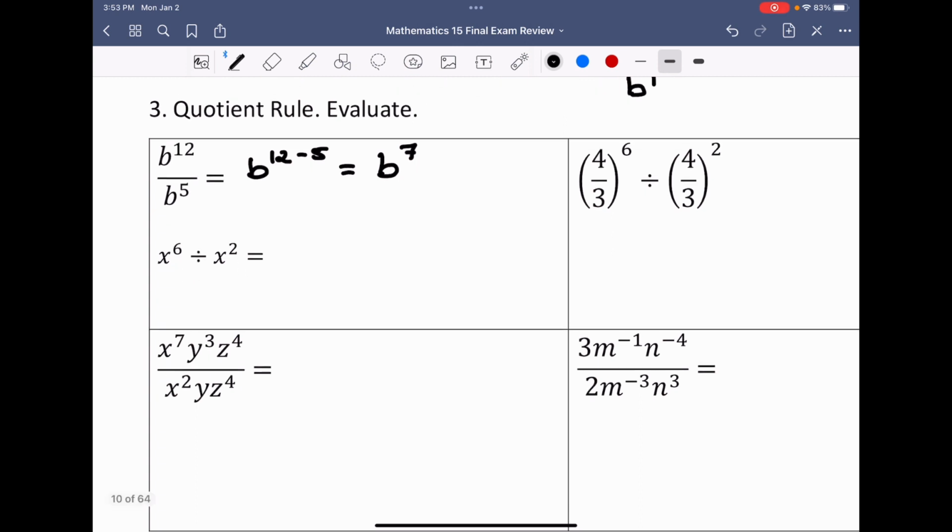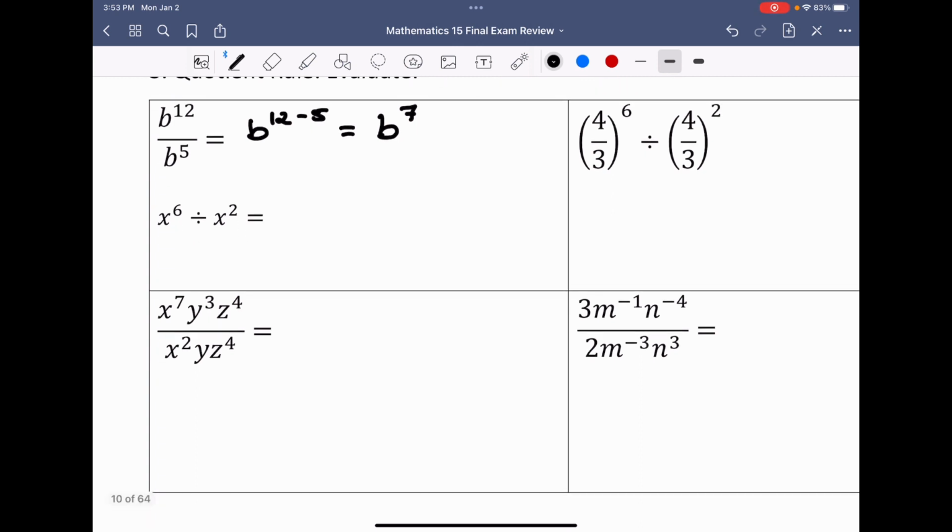Okay, we go down to the example right below, x to the 6 divided by x to the 2. We could rewrite this as x to the 6 over x to the 2 because it means the same thing. Division is division, so you could either write it vertically or horizontally. And this is going to be equal to x to the 6 minus the 2 from the denominator, which is x to the 4th power.